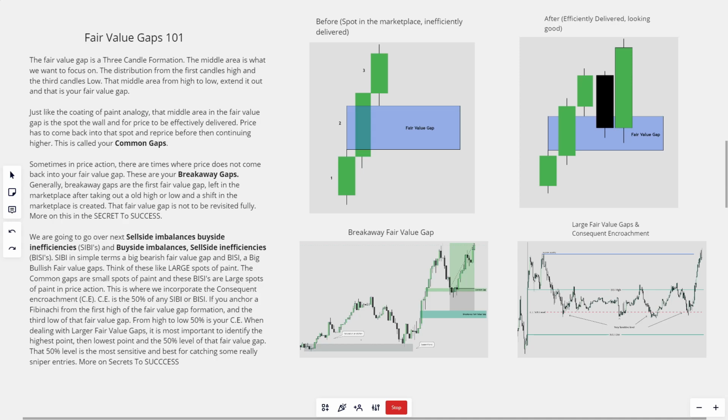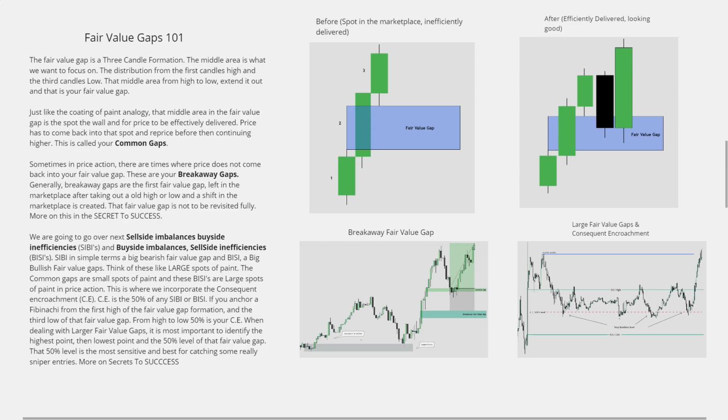Okay, next we're going to go over the sell side imbalances, buy side inefficiencies, SIBIs, or buy side imbalances, sell side inefficiencies, BISIs. SIBIs, in simple terms, is a big bearish fair value gap, and BISI, buy side imbalance, sell side inefficiency, is a big bullish fair value gap. Think of these like large spots of paint. The common gaps are small spots of paint, and these BISIs are large spots of paint in price action. This is where we incorporate the consequent encroachment, C.E. C.E. is the 50% level of any SIBI or BISI.